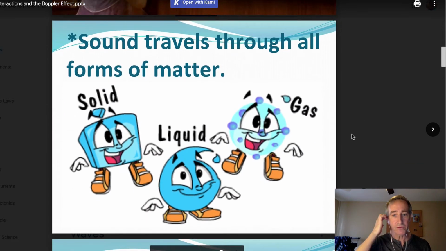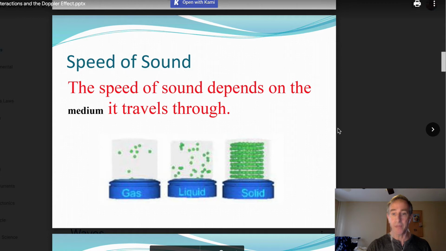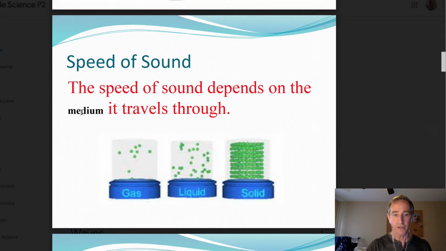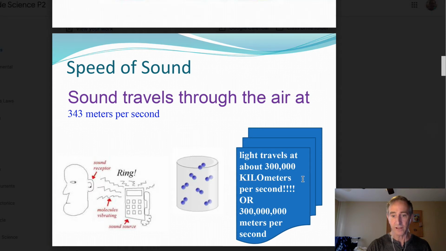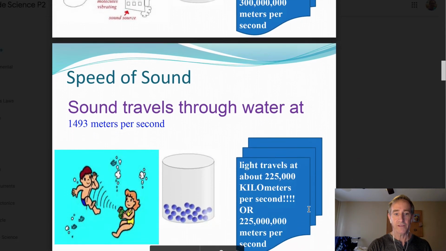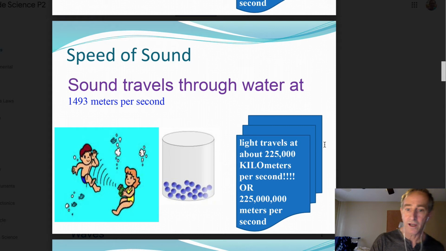Sound travels through all forms of matter, solid, liquid, and a gas. The speed of sound depends on the medium it travels through. A medium is a solid, liquid, or a gas. Sound travels through the air at 343 meters per second. Light travels at about 300,000 kilometers per second, or 300 million meters per second. Sound travels through water at a much faster speed, 1,493 meters per second. Light travels at about 225 kilometers per second through water.